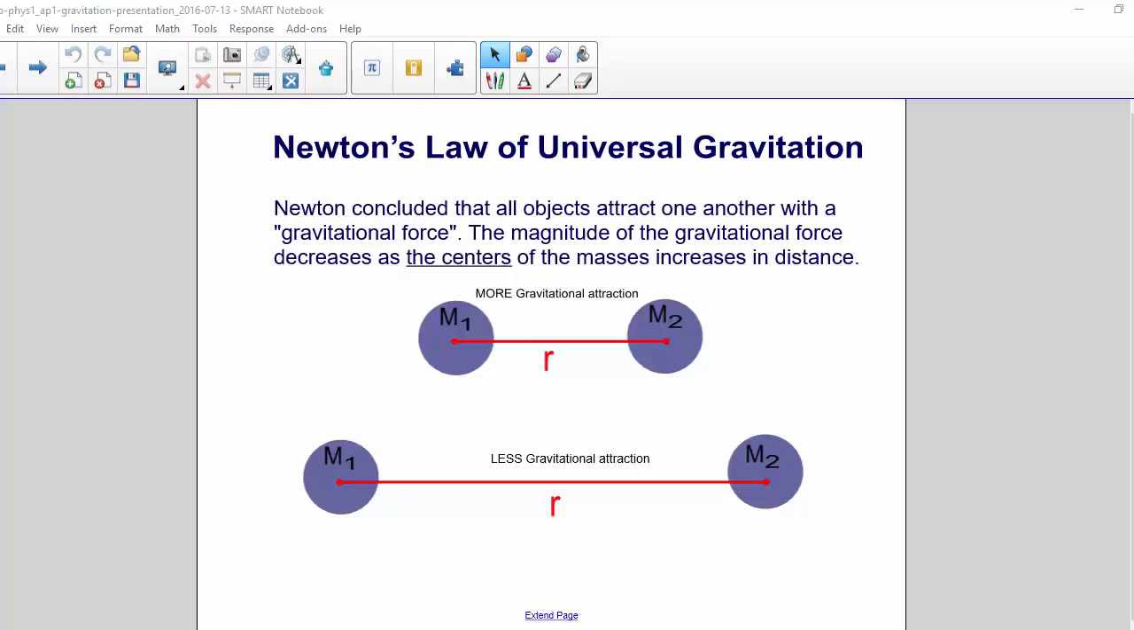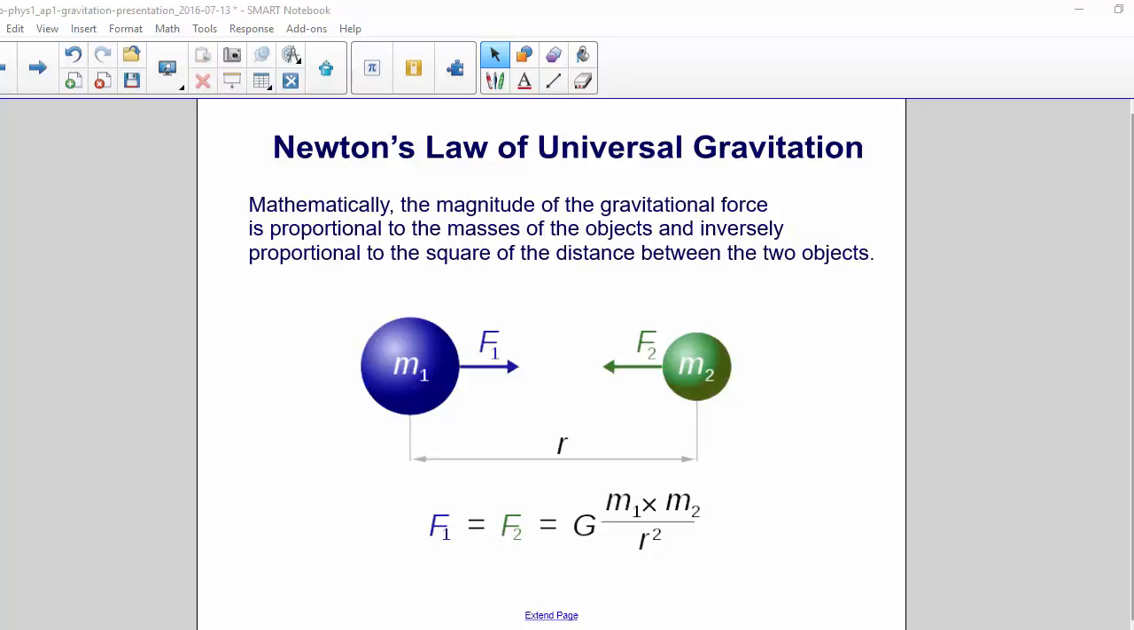Newton concluded that all objects attract one another with a gravitational force. The magnitude of the gravitational force decreases as the distance between the centers of the masses increases, meaning that as objects get further away from each other, there is less gravitational attraction. Mathematically, the magnitude of the gravitational force is proportional to the masses of the objects and inversely proportional to the square of the distance between the two objects. So the gravitational force is equal to capital G times m1 times m2 divided by r squared.